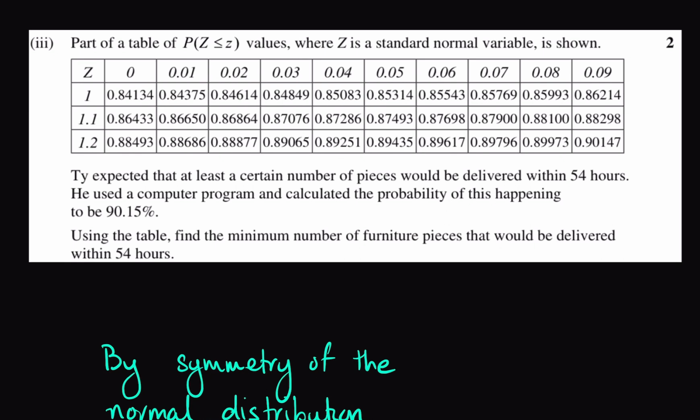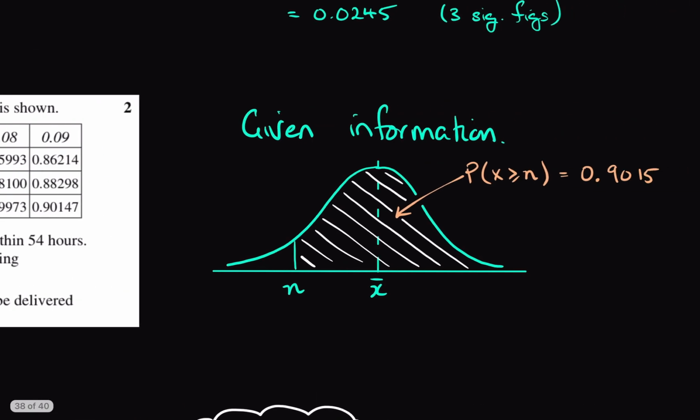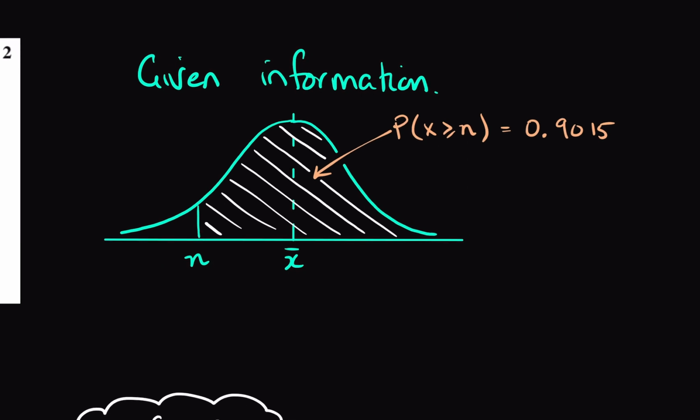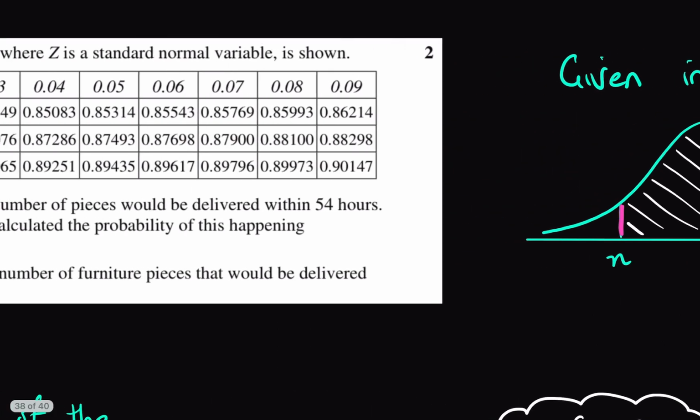Okay, so the information that we're given in the question, I've summarised over here. We've been told that the probability that we get at least a particular number of items shipped within the given time was 90.15%. So whatever this particular number of items is, we're saying that the probability of getting that number or any more items than that shipped within the given time is 90.15%. Now, let's go back and have a look at how to interpret the table here.